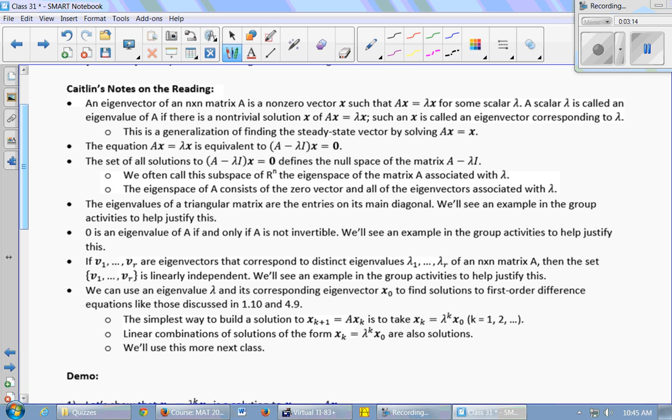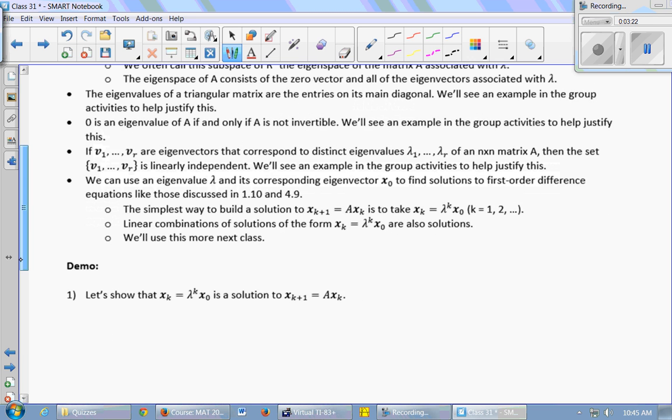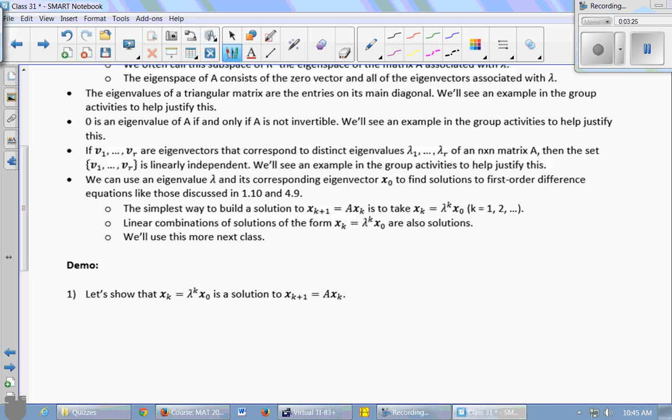The eigenvalues of a triangular matrix are the entries on its main diagonal, and we'll see an example in the group activities to help justify that. 0 is an eigenvalue of A if and only if A is not invertible. And we'll see an example in the group activities to help justify that also.